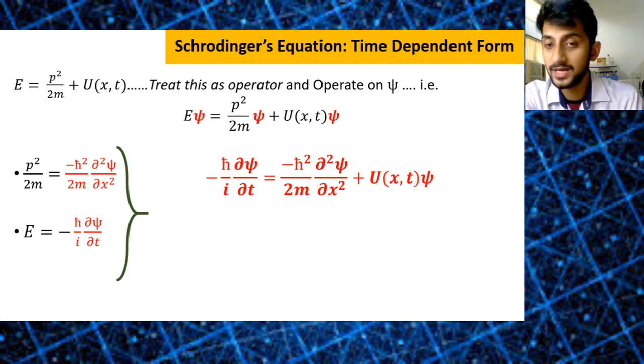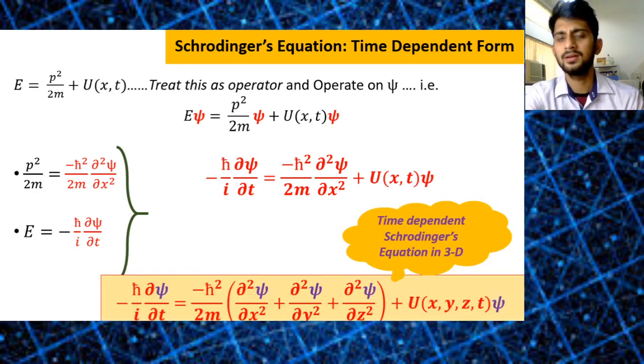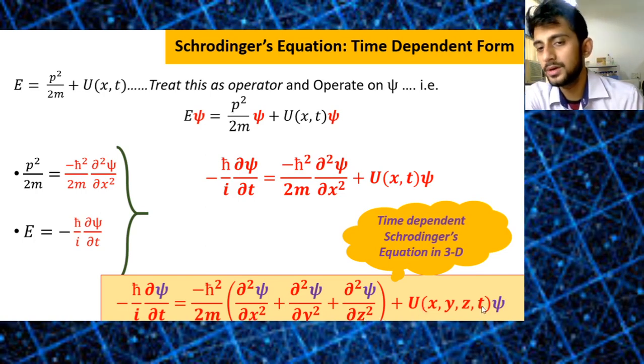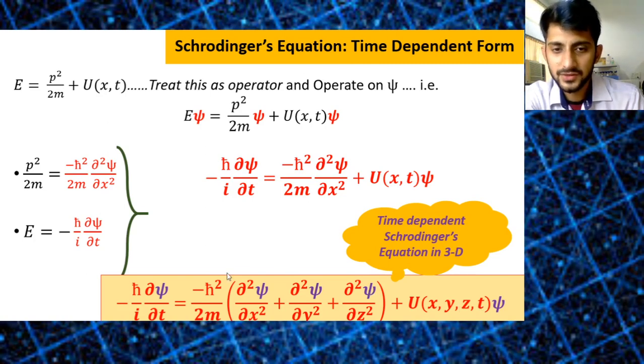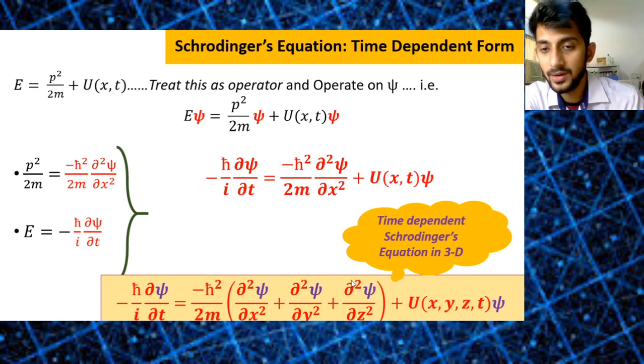If you want to write it in 3 dimensions, you can write like this. You have all the 3 position coordinates and that's it. Your potential energy depends on all the 3 position coordinates in time, and your kinetic energy, which is given by minus h cross square upon 2m del square psi by del x square, del square psi by del y square, del square psi by del z.